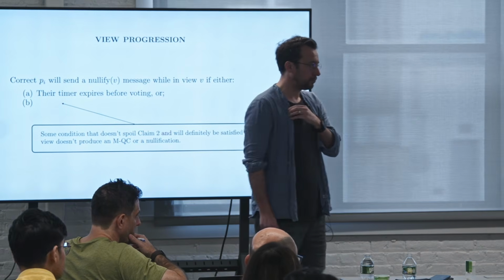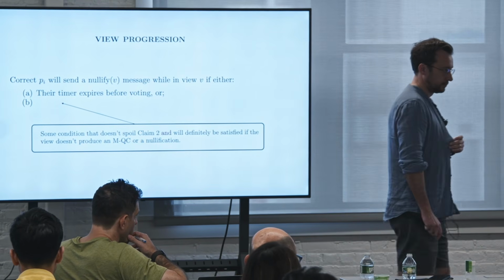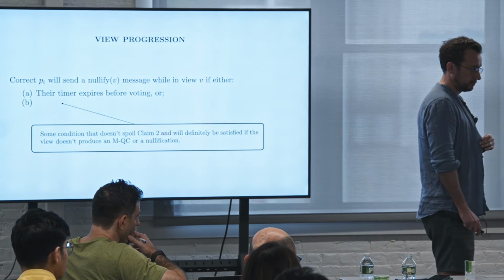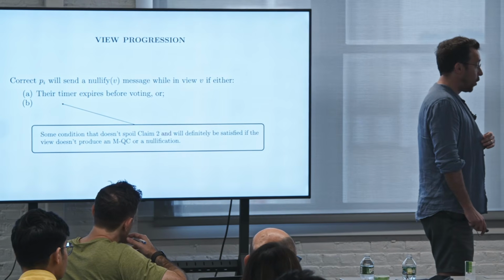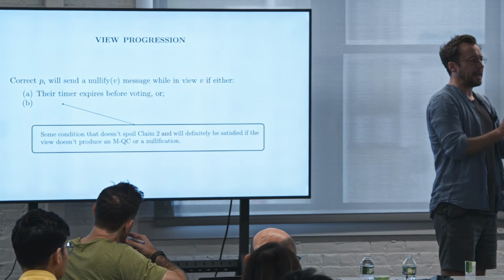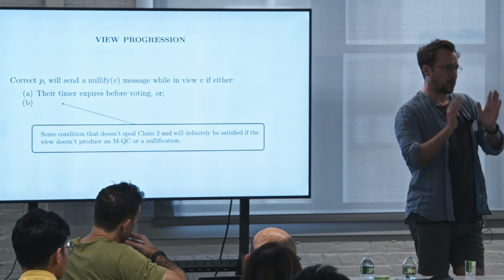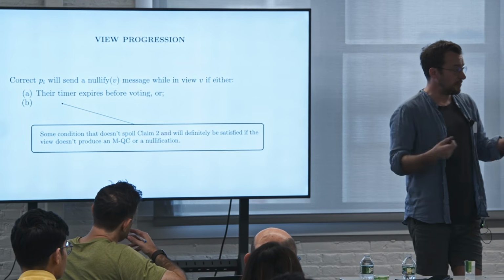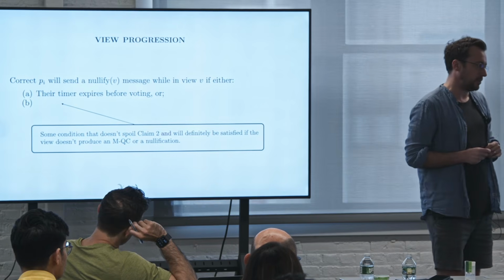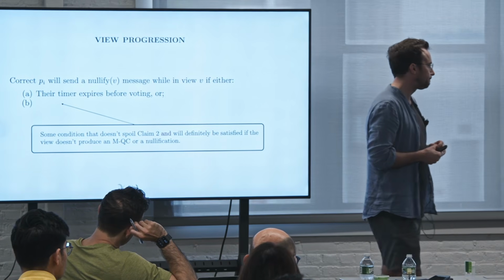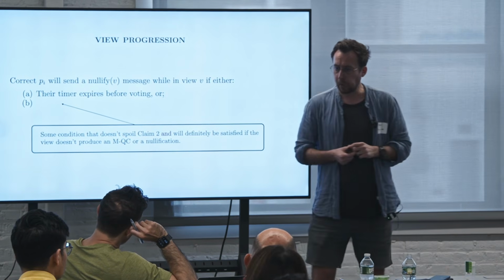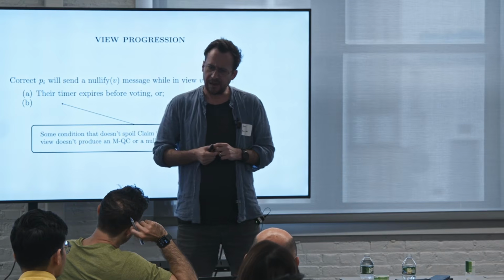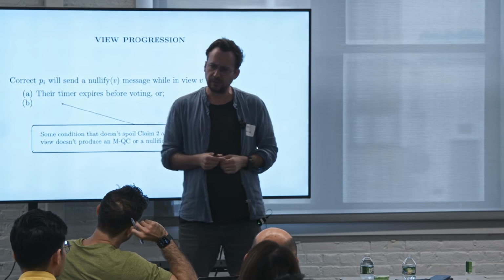So remind me, what does a Byzantine leader do to make sure that there's no MQC or nullification? Yeah, the leader could, for example, just send a different block to everybody. Each person gets a different block. Then everyone votes, but you don't get any block with an MQC. If the leader only sends one block, it would be fine.